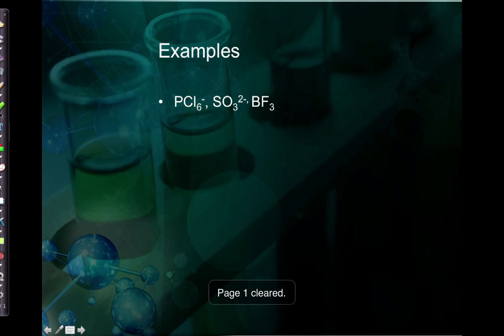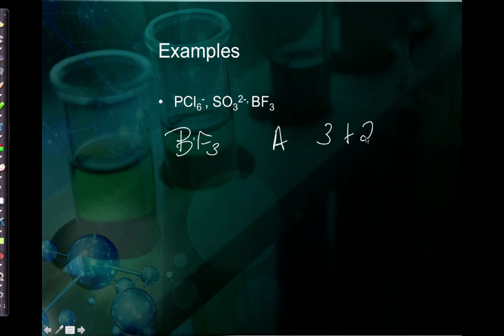BF3. All right, so count the available electrons. Boron's in group 3. Fluorine is in group 7. And you've got 3 of those atoms, so it's going to be 21 plus 3, which would be 24.